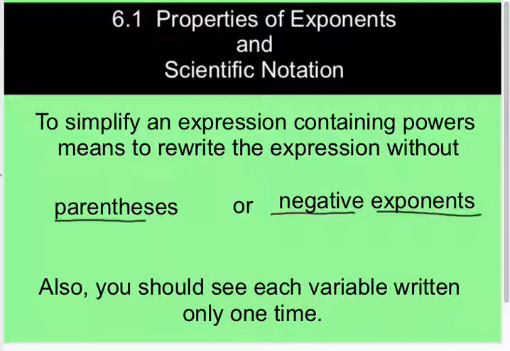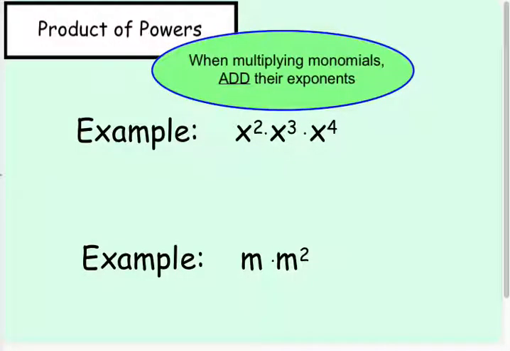Okay, so let's talk about the rules. Product of powers. When you're multiplying monomials, so mono means one, you're going to add their exponents. In the fill in the blank on your note sheet, write that for product of powers, you add the exponents.